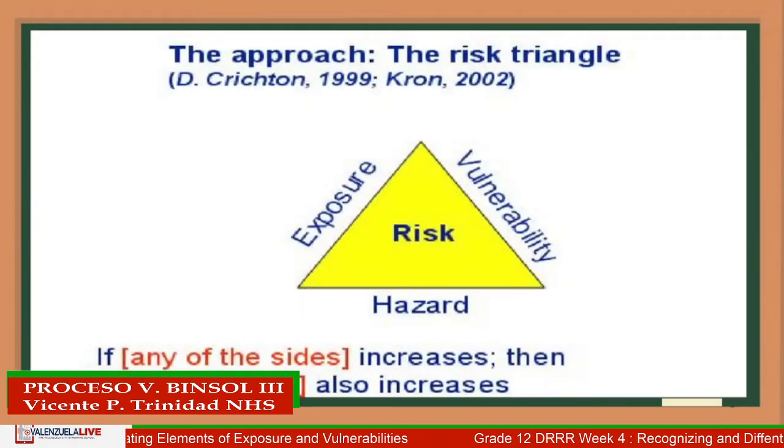Just remember this diagram. This is what we call the risk triangle. If any of the sides increases, like for example the exposure, hazard, and vulnerability, then the amount of risk will also increase. Meaning, exposure, hazard, and vulnerability are directly proportional to risk.